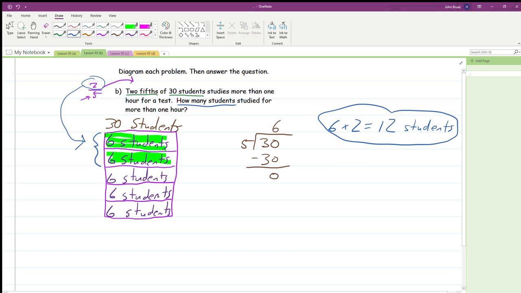So 2/5 studied for more than an hour, and then this part here is 3/5. They did not study more than an hour. Okay, our answer is 12 students. Let's go ahead and move on to C.